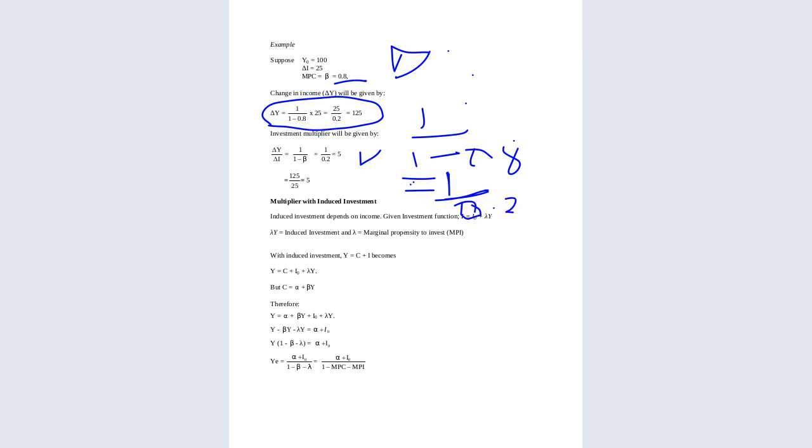So 1 over 0.2, so you can multiply that. So that simply gives you 5. So that tells you that your investment multiplier is 5. So you can see it here. So the investment multiplier is 5. So alternatively, you can divide change in income over the change in investment, which is 125 divided by 25. So it gives you 5. So that simply tells us that the multiplier is 5.